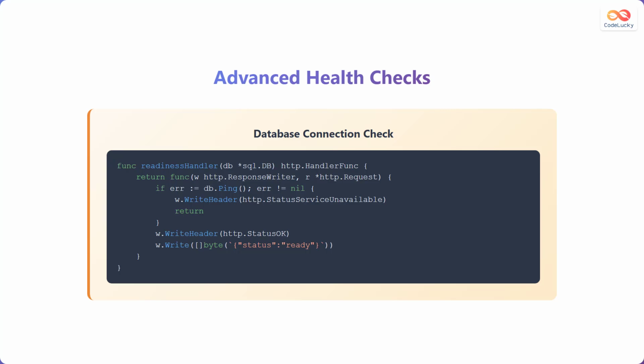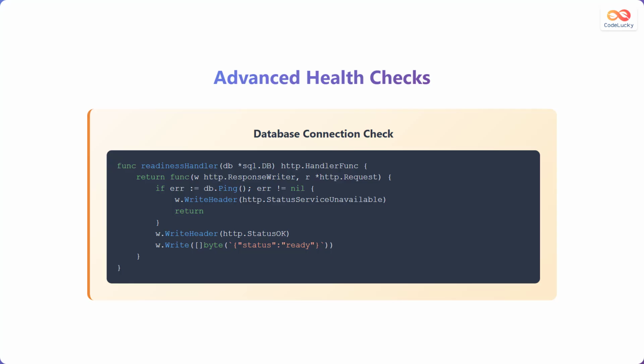Advanced health checks go beyond simple status responses by actually testing your application's dependencies. The example demonstrates a readiness handler that checks database connectivity. This function takes a database connection as a parameter and returns an HTTP handler function. Inside the handler, we call the ping method on the database connection to verify it's working. If the ping fails, we return HTTP status service unavailable, indicating the application isn't ready to handle requests.